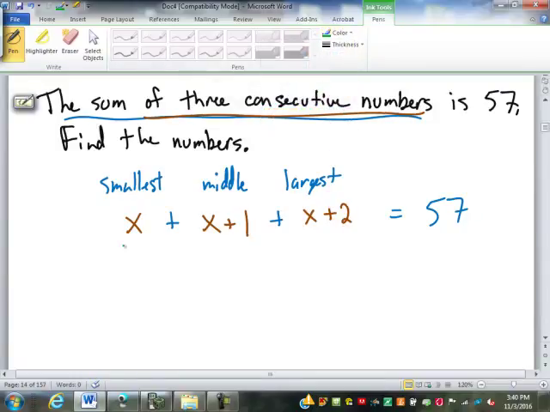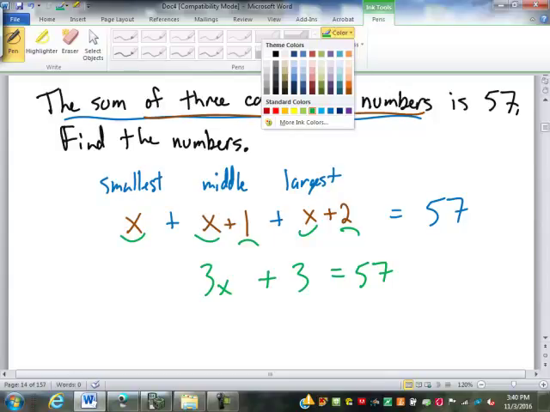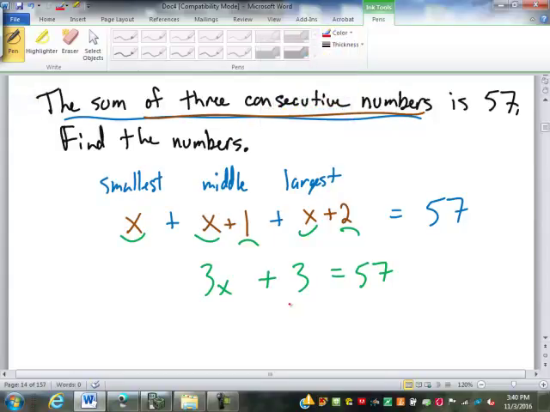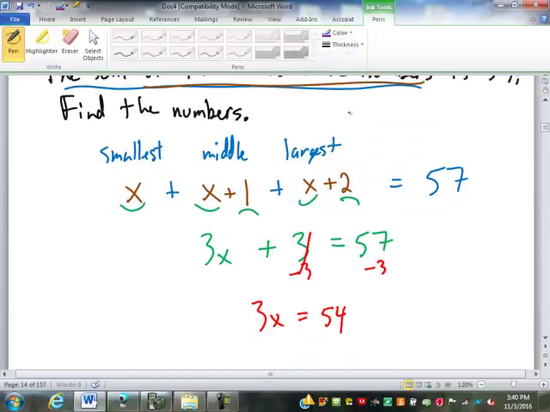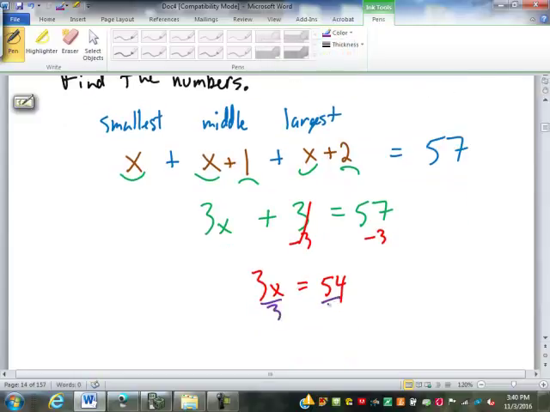Now we can combine the numbers, or combine what we can here. We've got x, x, and x make 3x. 1 and 2 make 3. So 3x plus 3 equals 57. Then what? Subtract 3, solve for x. We have 3x equals 54. And then divide by 3. x equals 18. All done?